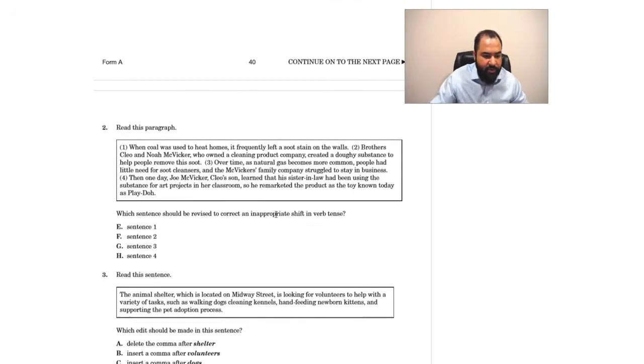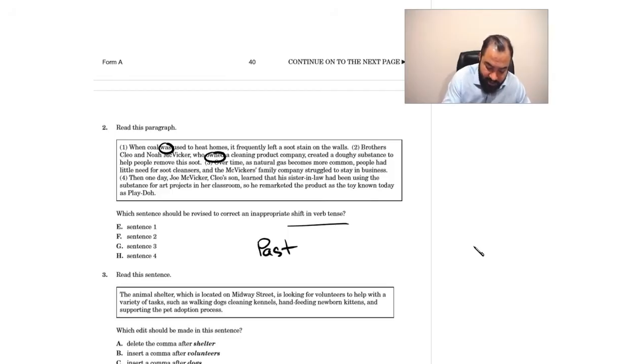example. Now let's do the second question. It's about the shift in verb, the second type. How does this shift in verb work? So let's take a look at it. In this paragraph, the word "was," and then "who owned," these are all past, right? And then this whole paragraph is in past tense. Now all of a sudden, in sentence 3, you see the word "becomes." That is present. So this is a shift in verb. You cannot just shift the verb. It's supposed to be "became."